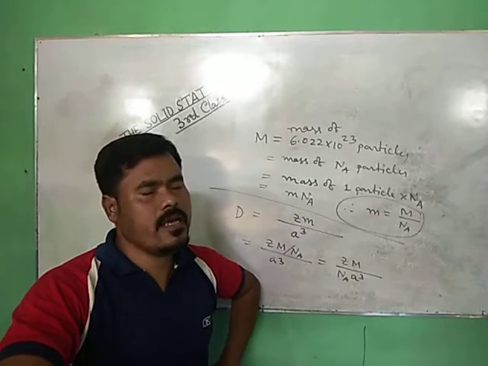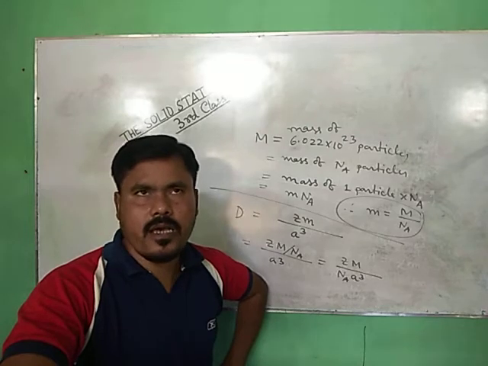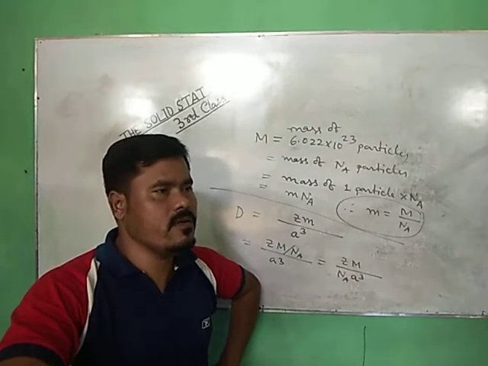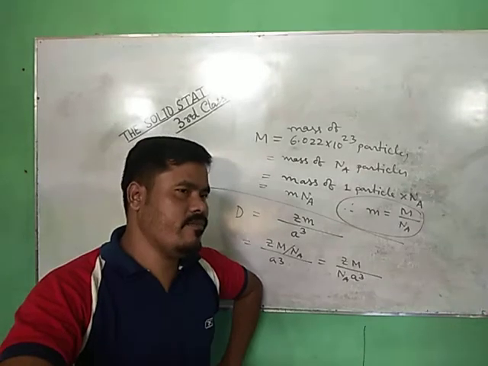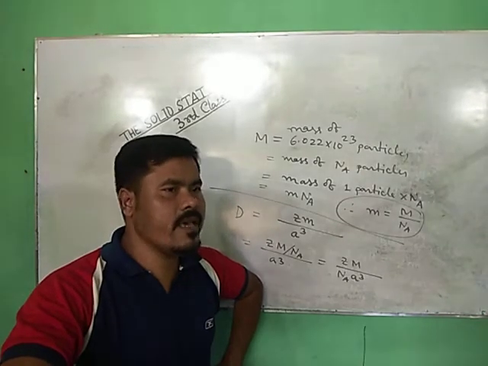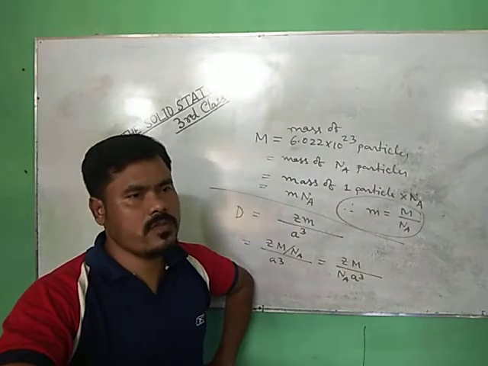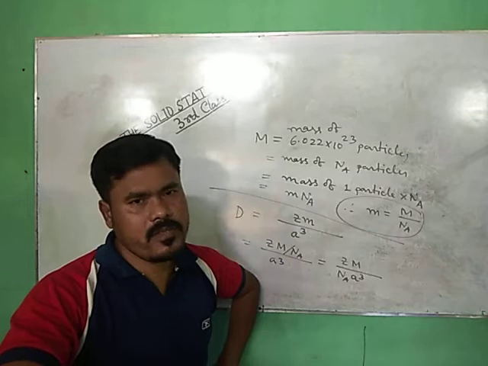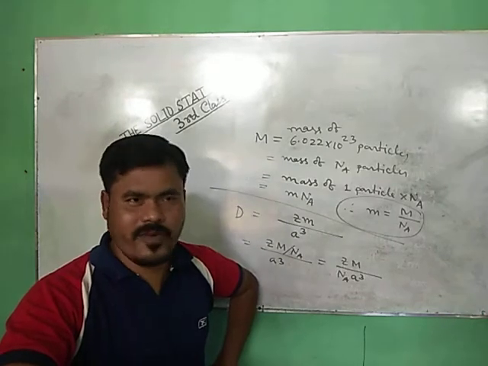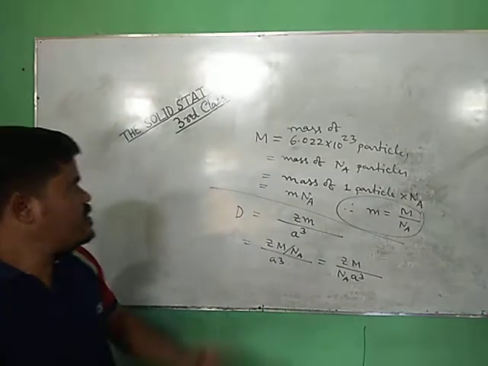74%. And in case of BCC, what was the packing efficiency? 68%. So the most efficient packing is what? FCC. You can conclude this also from the number of particles present per unit cell. Okay.